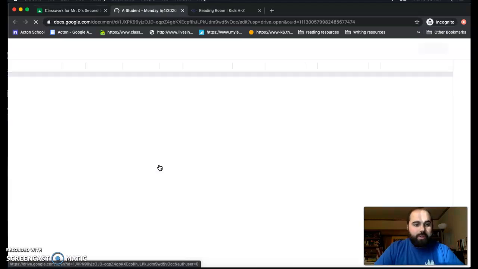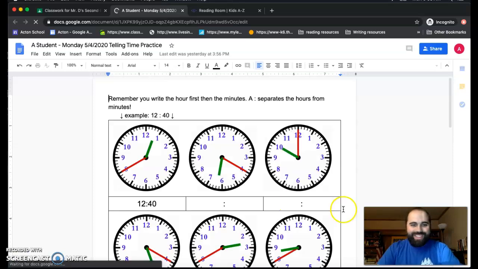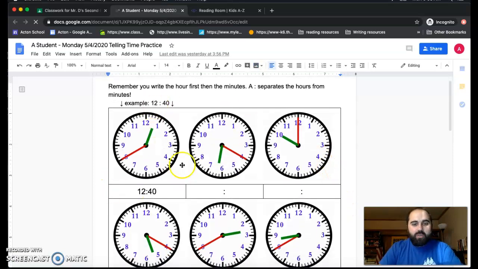So we'll take a quick peek at the assignment. And I believe I did the first one for you. Yeah, I did. So you're writing the time down here. Shorthand is the hour hand. You write that first. So 12 on the left side of those two dots. And then the minute hand, you have to count around 5, 10, 15, 20, 25, 30, 35, 40. And you write that on the right side of the two dots.